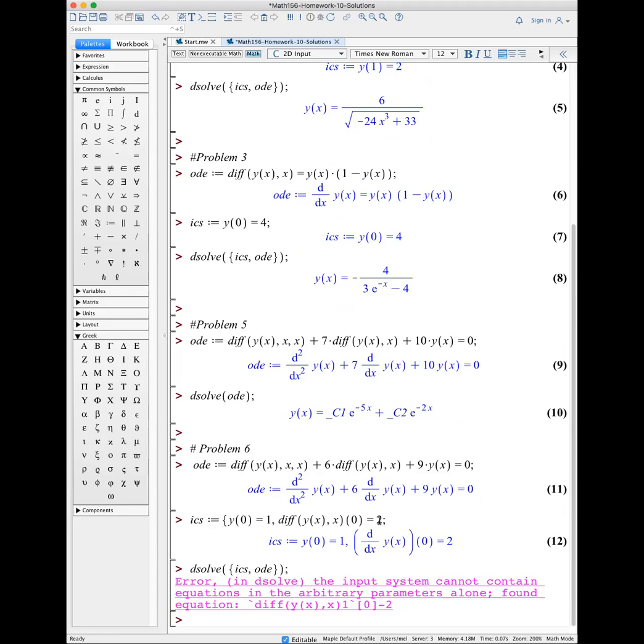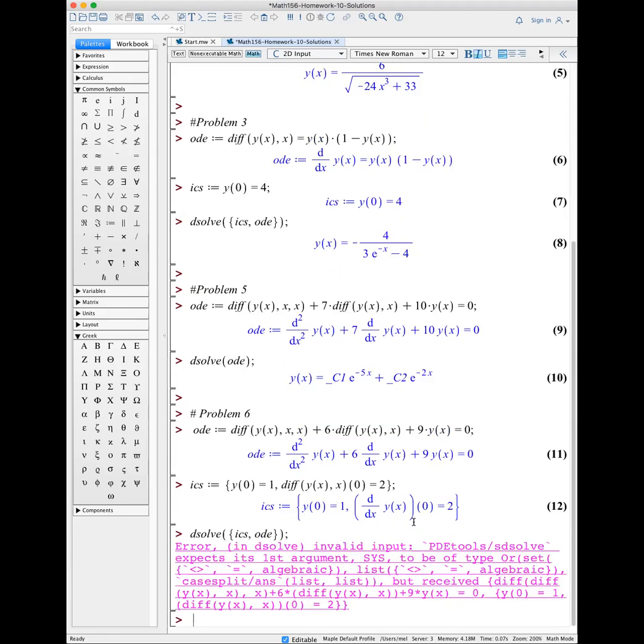If this doesn't work, I'll just go to help and see how they do it. So this is just a matter of getting the syntax right. dsolve. Oh, so here they use capital D of y. So let's try that. That's another way of doing derivatives.